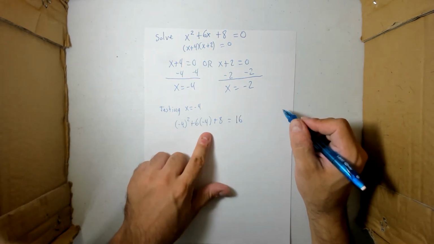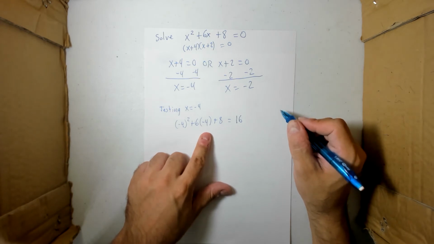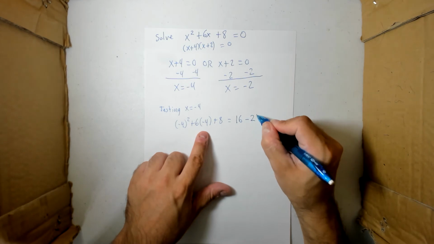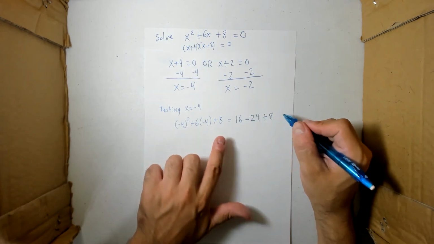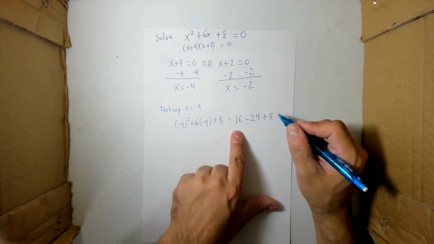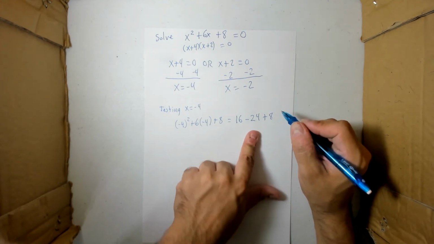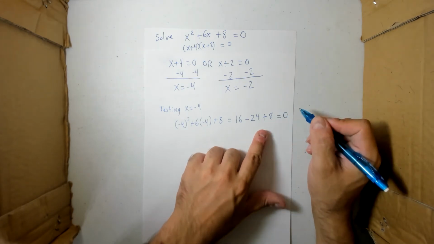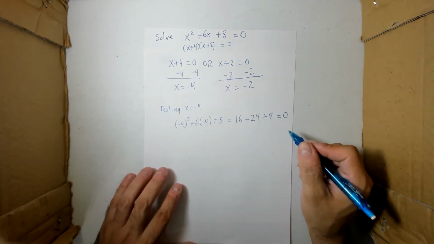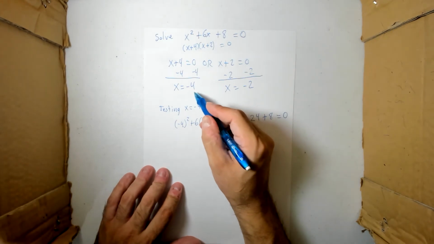6 times negative 4 is negative 24. I'm adding that negative, so it becomes minus 24. And then I do plus 8. Now, 16 minus 24 becomes negative 8, plus 8 becomes 0. So we have just verified that x equals negative 4 is indeed a solution.